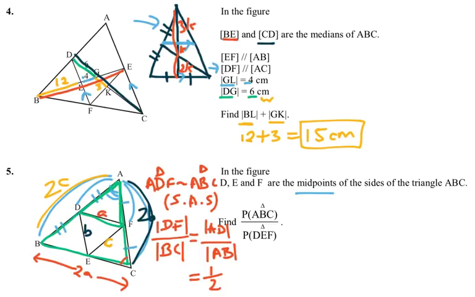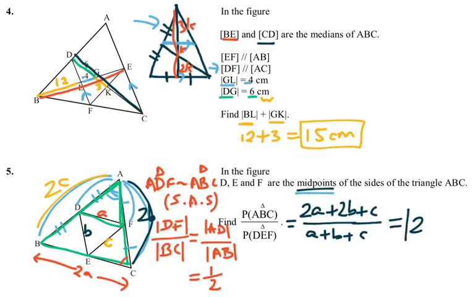And so what we can say is that the inside perimeter of triangle DEF, which is A plus B plus C here, and the perimeter of the outside triangle is, well, double all of that, 2A plus 2B plus 2C. And what we should see here is that the ratio of the perimeters also is 2 to 1. And so we can see that the ratio of the perimeter of the large triangle to the perimeter of the small triangle, if we have the midpoints, is equal to 2.